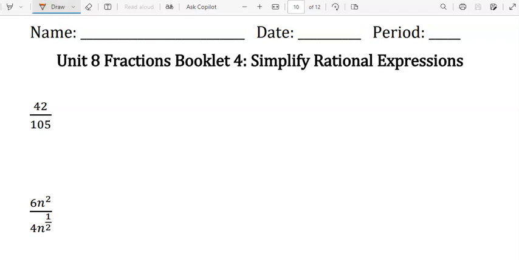Unit 8 Fractions, Booklet 4. Simplified Rational Expressions. 42 over 105.